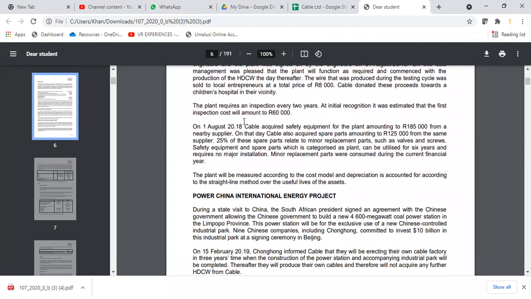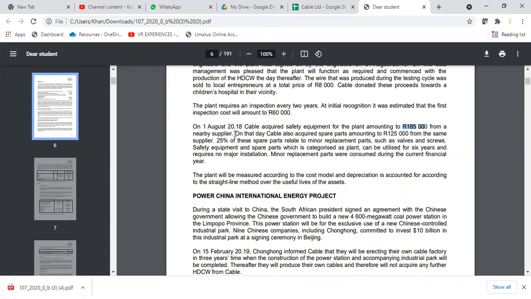They say on 1 August 2018, Cable acquired safety equipment for the plant, which amounted to 185 from a nearby supplier. On that date, Cable also acquired spare parts amounting to 125 from the same supplier. 25% of these spare parts relate to minor replacement parts, such as valves and screws. The safety equipment and spare parts, which are categorized as plant and equipment, will be utilized over 6 years. So we have spare parts.